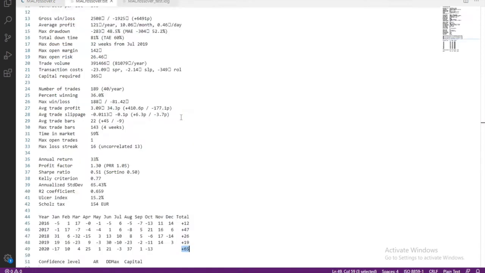Now let's look at the standard deviation. This one has also improved. It's 61% now instead of 65%, and it's not lost money in any year. But again, I wouldn't trade this one.